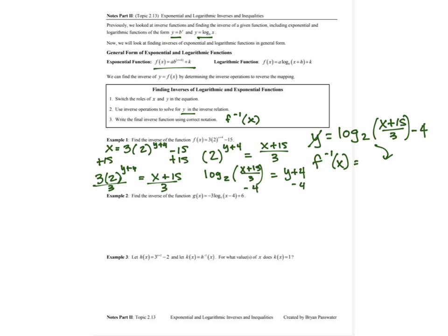Y'all ready for this? Find the inverse of g. So we're going to swap x and y, but this time it's logarithmic to begin with. So how do you think it's going to end up? Exponential. Yay. Okay, so we're going to have y instead of g of x, we're going to have x. X is equal to negative 3 log base 5 of y minus 4 plus 6. And we begin peeling back the layers around y. So what's our first move?